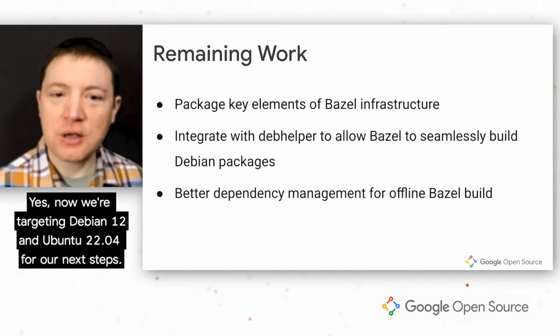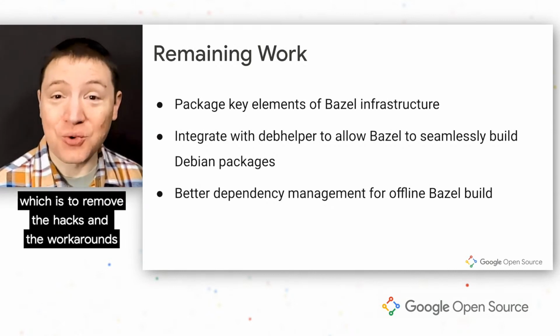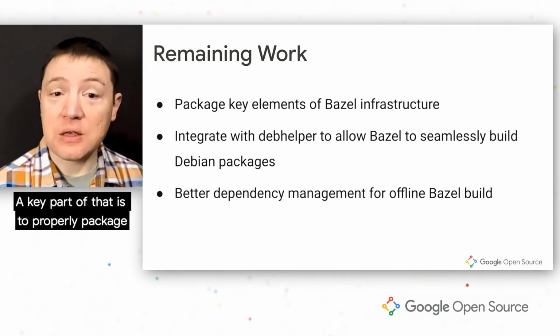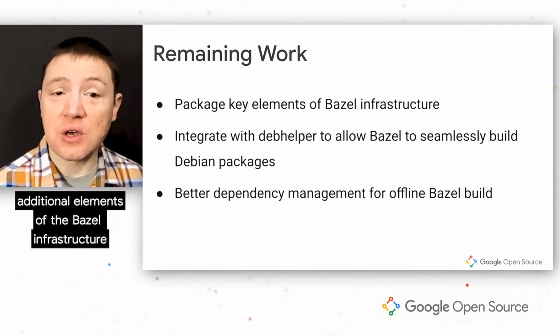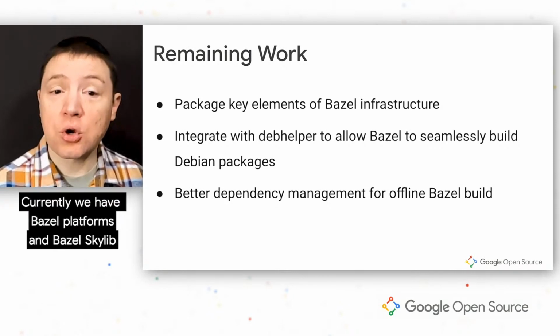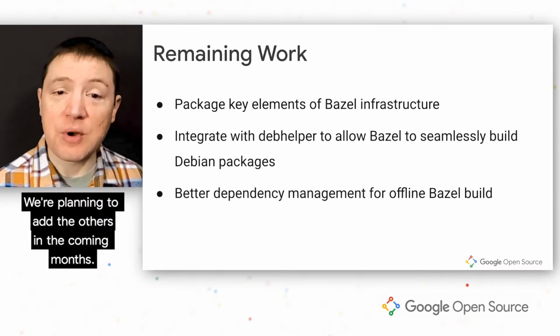Yes, now we are targeting Debian 12 and Ubuntu 22.04 for our next steps. We've already started the first part of that plan, which is to remove the hacks and the workarounds which we initially implemented for expediency. A key part of that is to properly package additional elements of the Bazel infrastructure, such as Java tools, Java rules, CC rules, and others. Currently, we have Bazel platforms and Bazel Skylib packaged and awaiting the start of the Debian 12 development cycle. We are planning to add the others in the coming months.